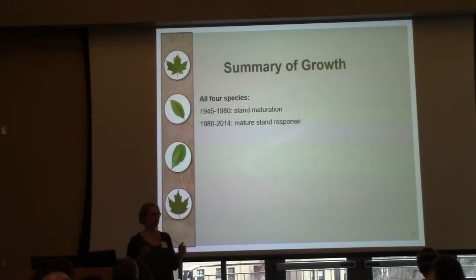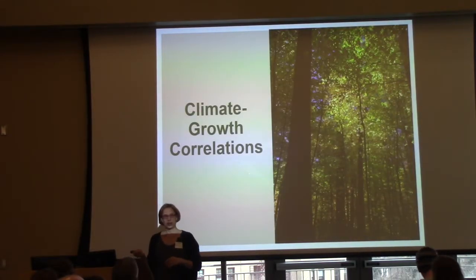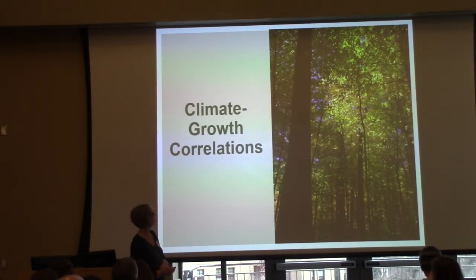So to summarize the growth trends for all four species, we see these two phases. And then for sugar maple and yellow birch, possibly greater variability, which we'll be looking into further. So next, I'm going to talk about the climate growth correlations that we looked at.